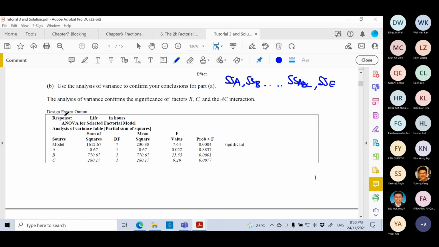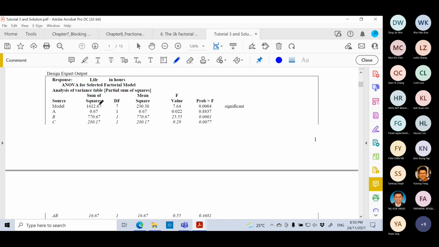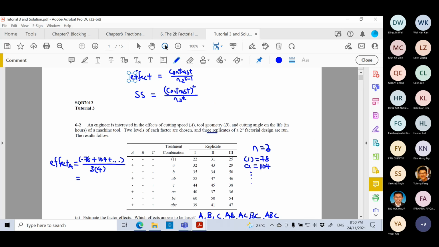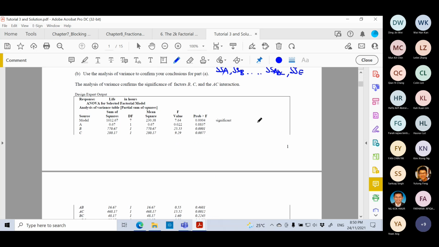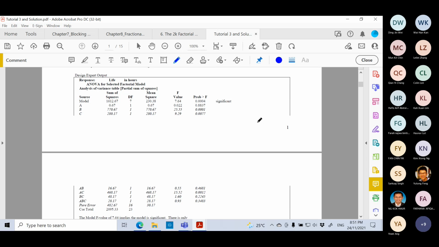Of course, this output is from the textbook, the Design-Expert output, so their output may be different from what you get using other software. The textbook uses Design-Expert, but I do not have this software. But the result will be the same, because we just need to know whether we calculated correctly or not. I have given you so many examples; at least do the calculation for one of them, so that you are familiar with how to get the sum of square and how to get the effects.